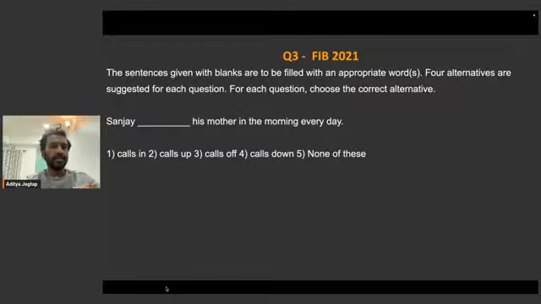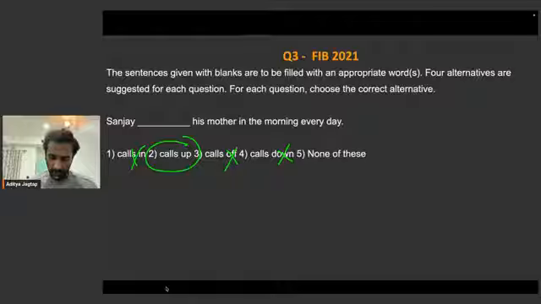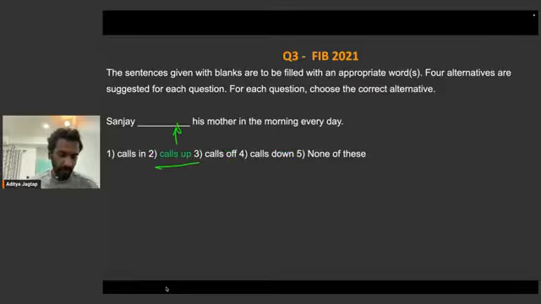So the sentences given are filled with blanks. Figure out the word that we are supposed to use. Sanjay dashes mother in the morning every day. Calls, right? So this is what we would estimate. And then we just have to pick the right preposition or the right phrasal verb. So calls up, right? Calls in is incorrect, calls off is incorrect, calls down, incorrect, calls up, right? So really easy questions, I would say.